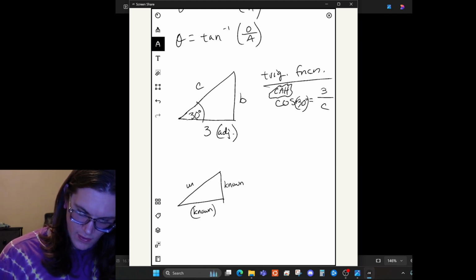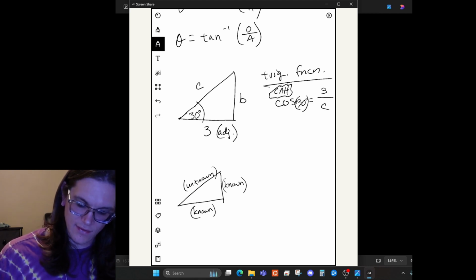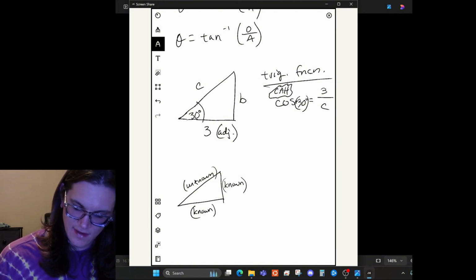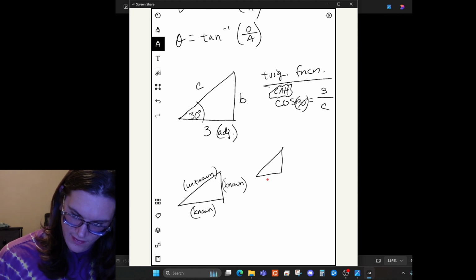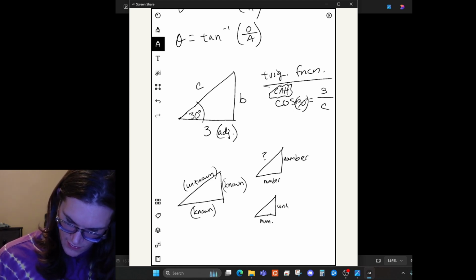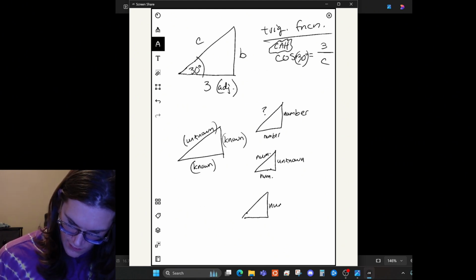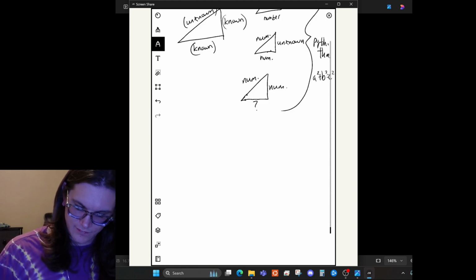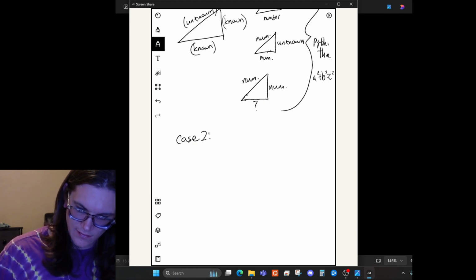In the examples I've given so far, case one is known, known, unknown. And this could be any two known and one unknown. If you have this case, you just use the Pythagorean theorem. Okay, then next case. So this is case one right here.